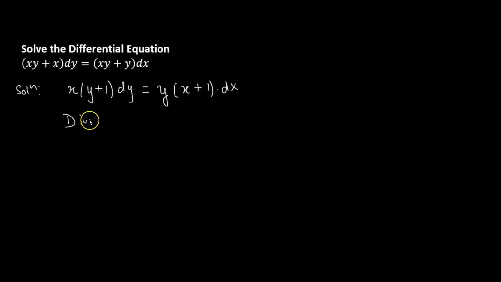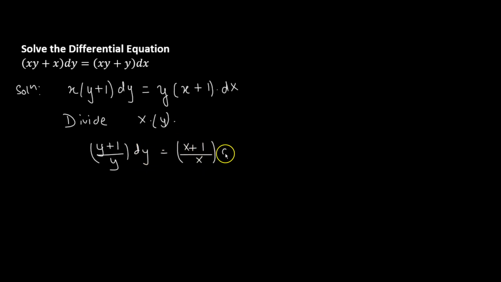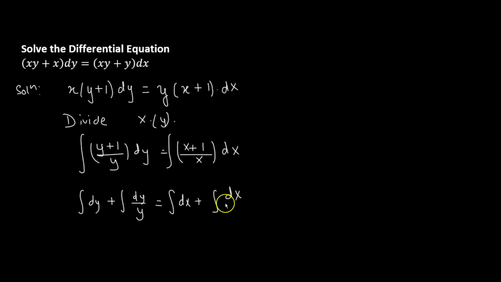Now we will divide both sides by x times y. So we have y plus 1 divided by y dy equals x plus 1 divided by x dx. So this is in the separable form, so that means we can integrate both sides, and that's simply integration dy plus integration dy over y equals integration dx plus integration dx over x.